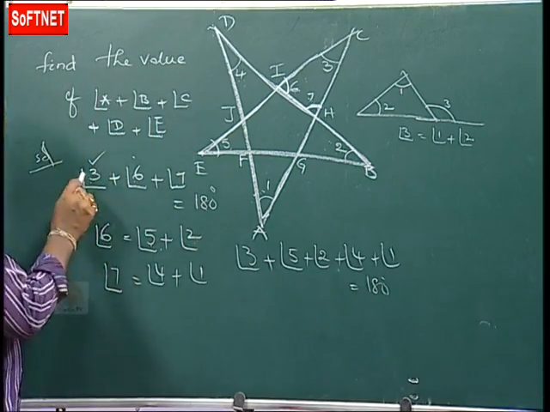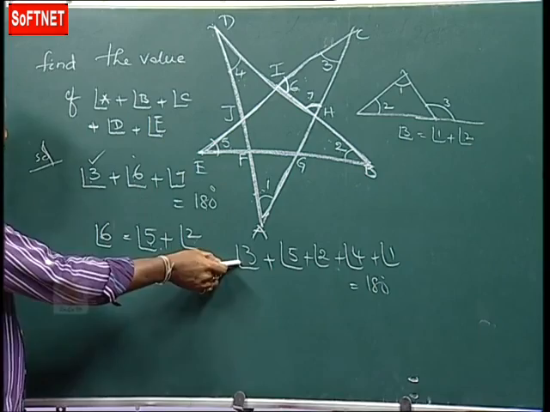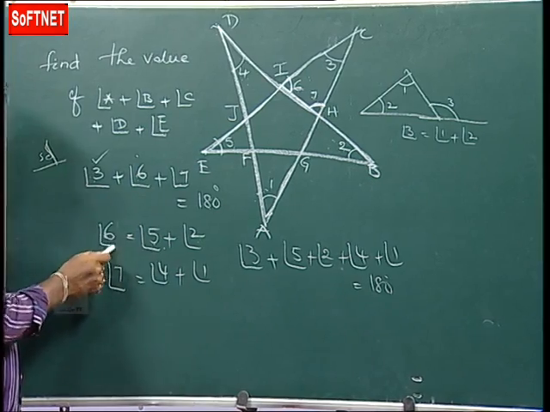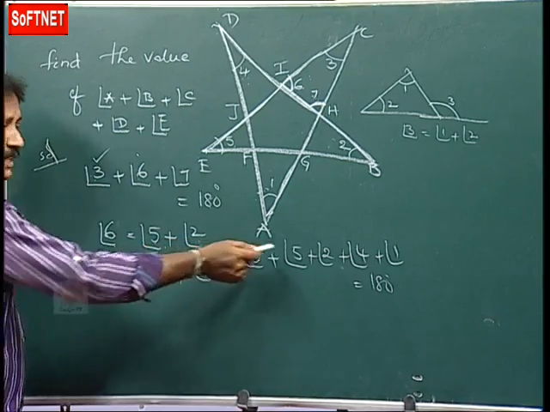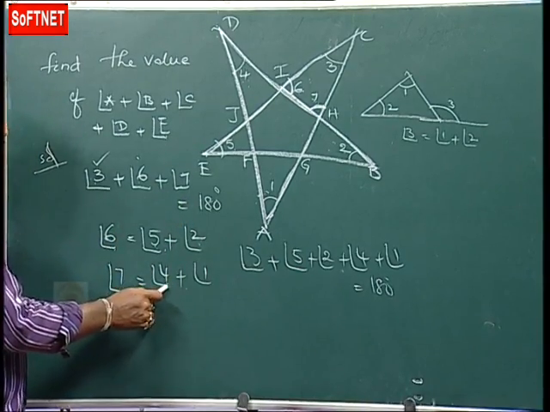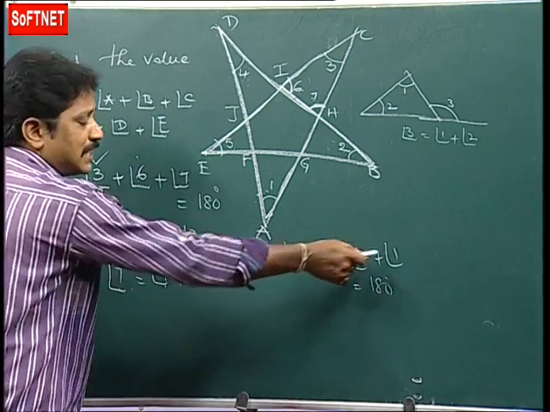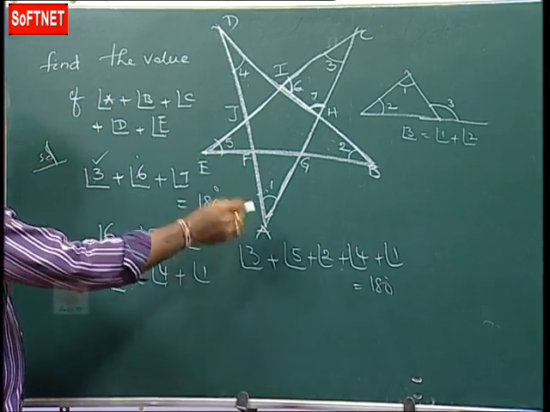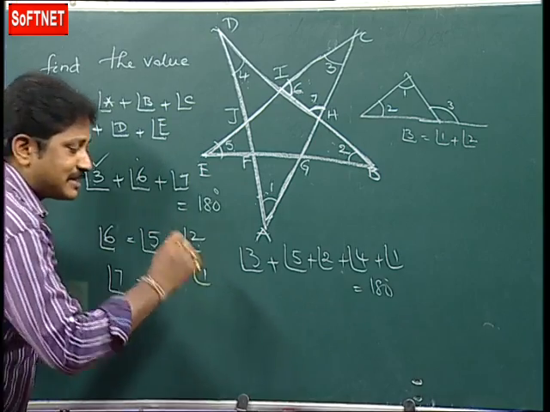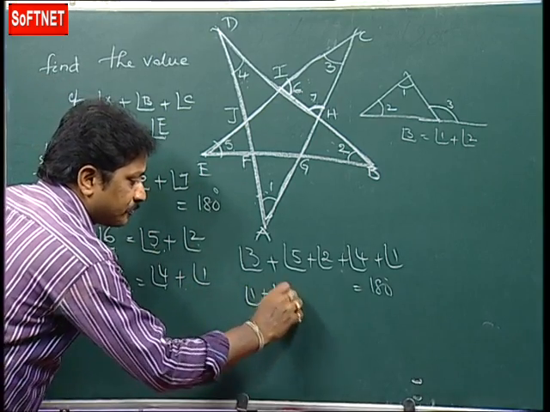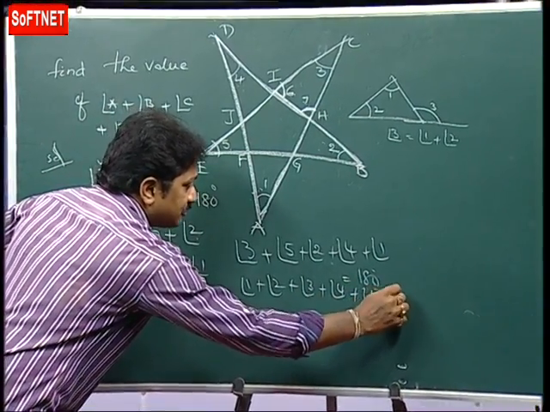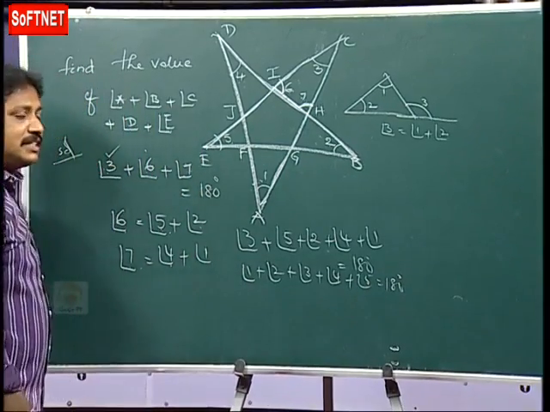Do you understand? I take angle 3 as it is because of the reflexive property, angle 3 equals itself. Angle 6 we defined in an equation: angle 6 is equal to angle 5 plus angle 2, correct. Angle 7 we found one more relation, that is angle 7 equals angle 4 plus angle 1. I substitute those two values in this, then you have angle 3 plus angle 5 plus angle 2 plus angle 4 plus angle 1 equals 180. Now I will write it in order: angle 1 plus angle 2 plus angle 3 plus angle 4 plus angle 5 equals 180. Is it clear?